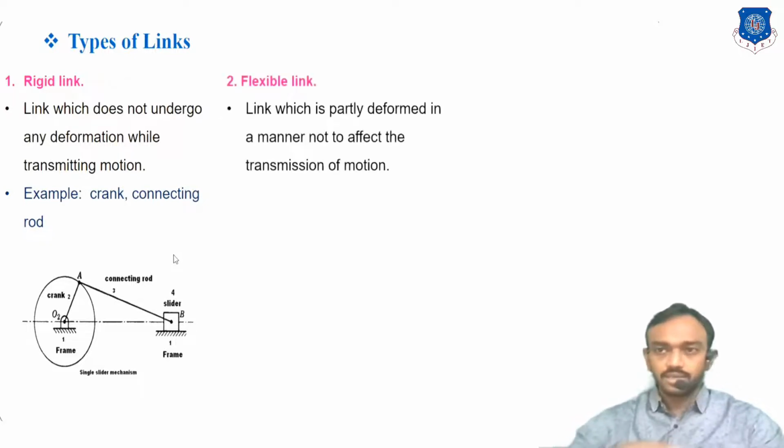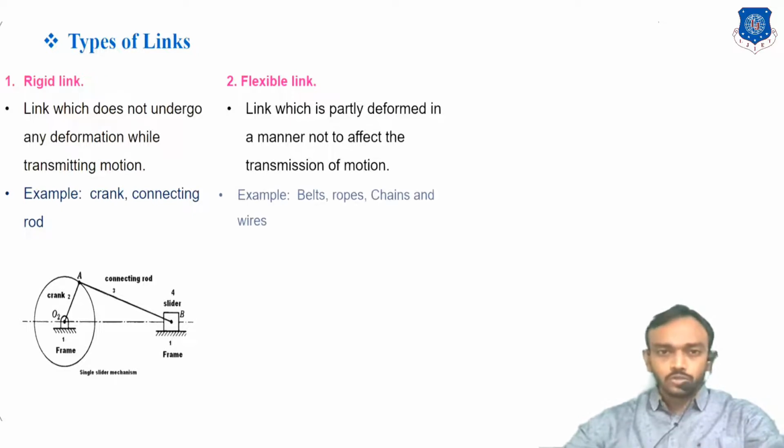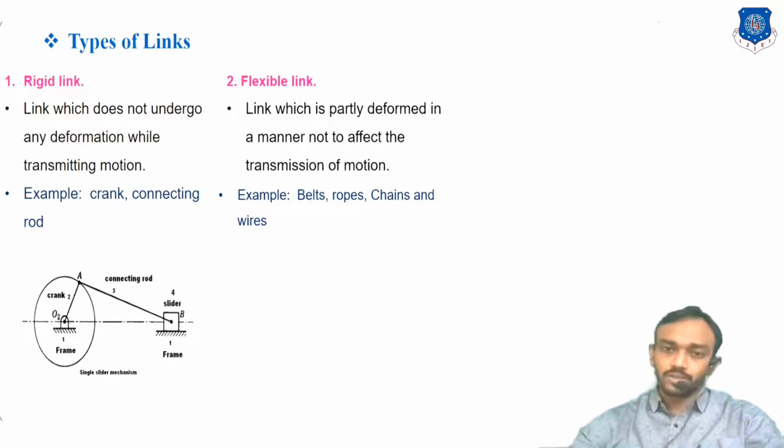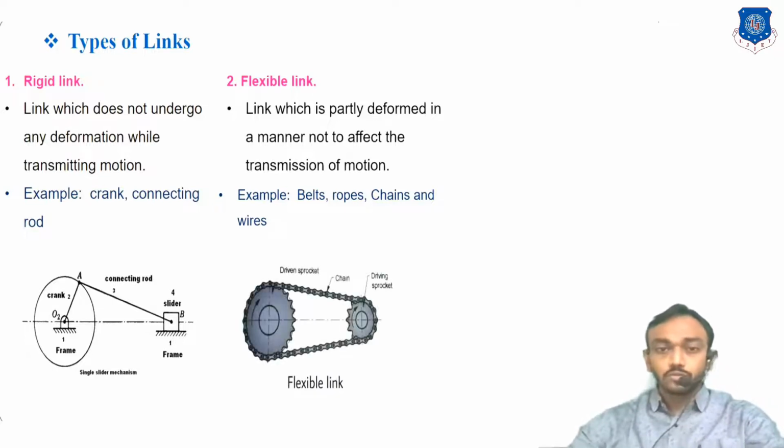Next is a flexible link, which is partly deformed in a manner not to affect the motion, which means it deforms but transmits the motion. It is flexible. So what are examples of this flexible link? Do you know any? So check this out. Belt, rope, and chain are flexible, they deform but transmit the motion without any losses. Okay, so a chain drive, you already know, is known as a flexible link. They are flexible, but when force is applied, tension can be transmitted throughout these elements.